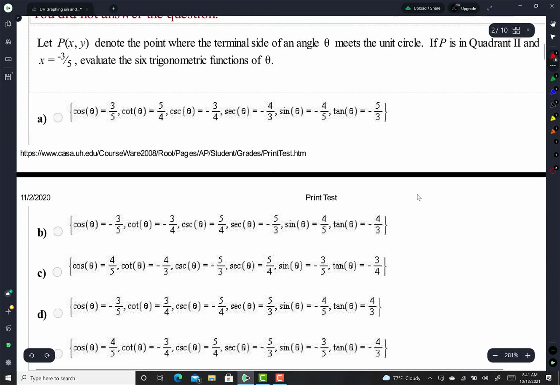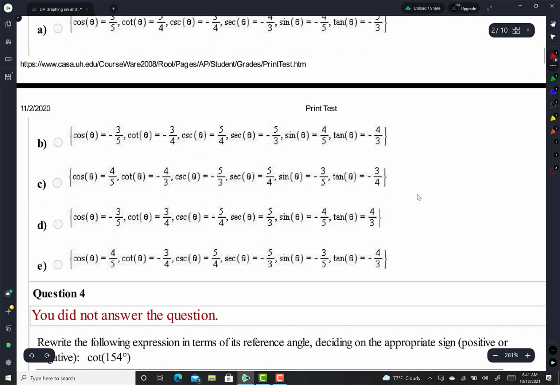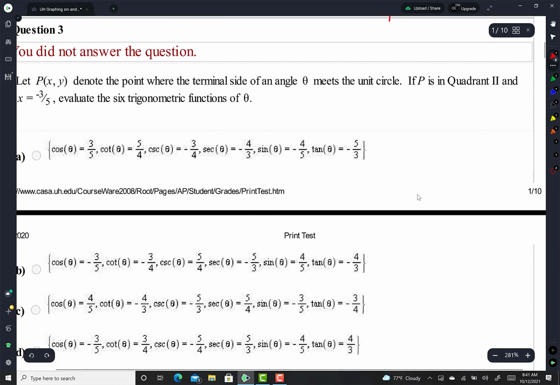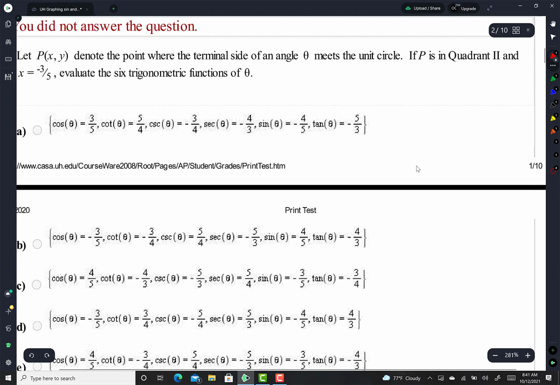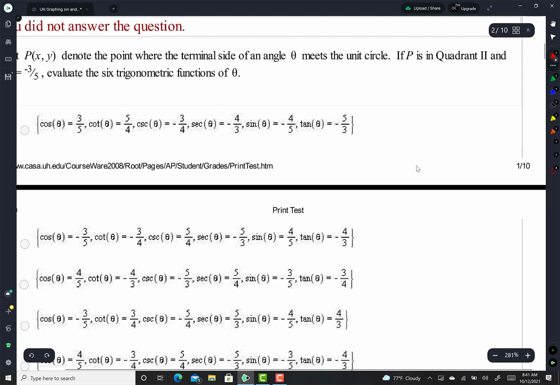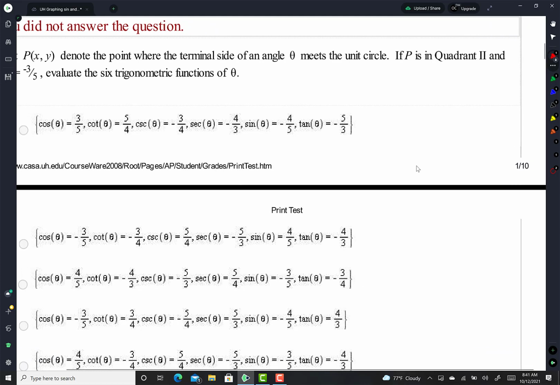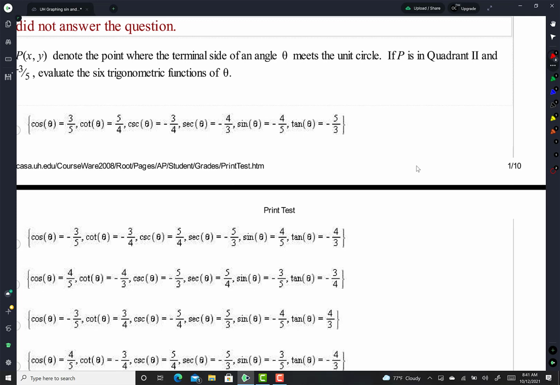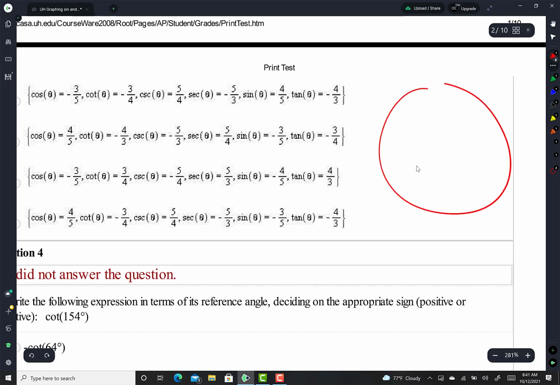All right. Look at this one. Oh no, this one looks complicated. X, y denote the point where the terminal side of an angle theta meets a unit circle. If p is in quadrant 2 and x is negative 3/5, evaluate the 6 trig functions of theta. Okay, you're in quadrant 2. So here it is.